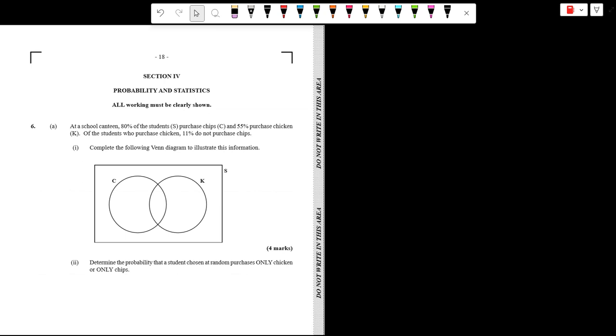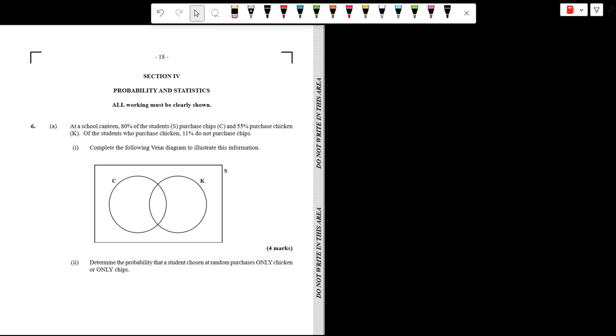Good? Now, the percentage of students who buy chicken is 55. And it therefore means that if 11% do not purchase chips, then we have 55 minus 11 equals 44% that purchase both chicken and chips. And so that 44 goes in the middle here to represent the percentage of students who buy both chicken and chips. So of course, those two numbers add to give 55.